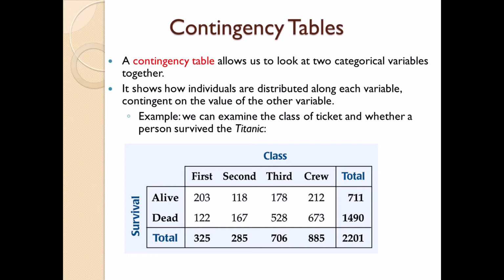What we've got in a contingency table is showing how individuals are distributed along each variable, contingent on the value of the other variable. So we're actually looking at two categorical measurements at the same time. For example, if we look right here, this 178, these are third class people who survived the wreck of the Titanic, whereas this 673 is the number of the crew who died on the same ship. So lots going on here.